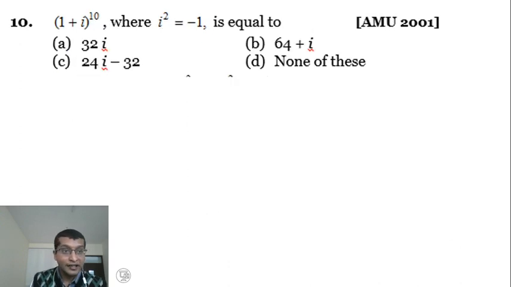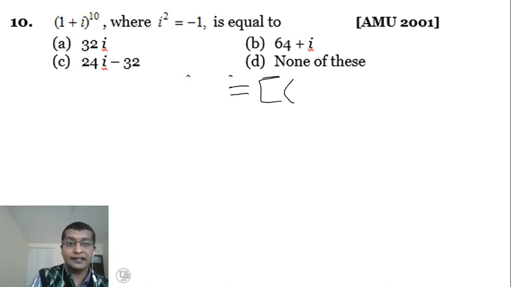A similar type of example is there, which I have taken for your better understanding: (1 plus i) raised to 10. You can guess how we can write it. One hint is, don't use the binomial theorem, because using that we will get an answer, but we have to use the shortcut trick. Within 1 minute, you have to solve such type of example.